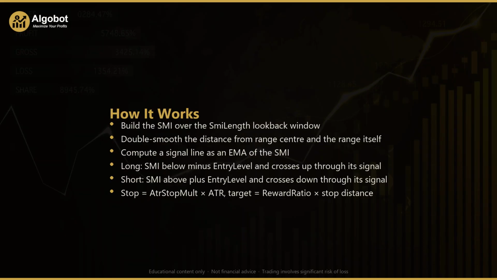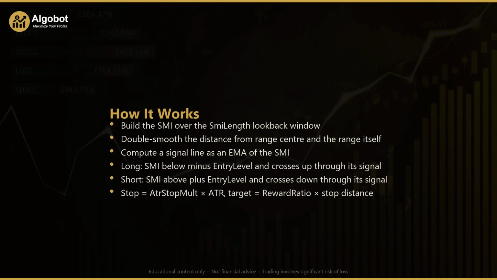Let's walk through the mechanics step by step. First, the strategy builds the Stochastic Momentum Index over a lookback window set by the SmiLength parameter, which defaults to 10 closed bars. It finds the highest high and the lowest low across that window, takes the midpoint of that range as the center, and measures how far the most recent close sits from that center. That signed distance, and the range itself, are then each smoothed twice using exponential moving averages of the smoothing period, which defaults to 3. The smoothed distance is divided by half the smoothed range and scaled by 100, giving the SMI value between roughly -100 and +100.